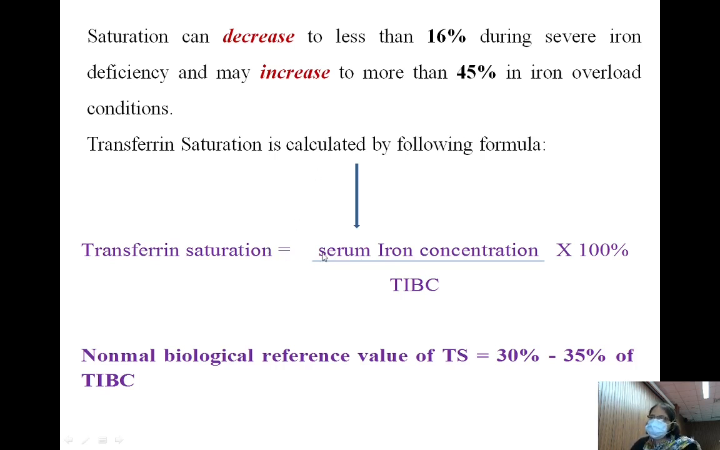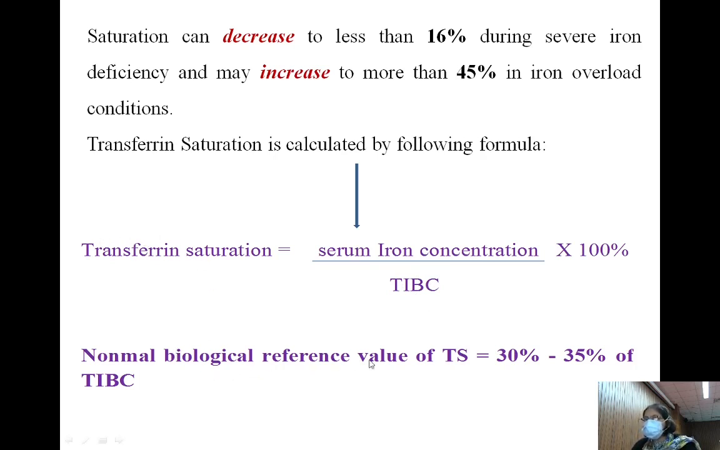Transferrin saturation equals serum iron concentration divided by TIBC, total iron binding capacity. Total iron binding capacity is the bound form of the iron with transferrin. Okay, the total serum iron concentration divided by the bound form of the iron, TIBC, isn't it, into 100. This is the transferrin saturation, isn't it?